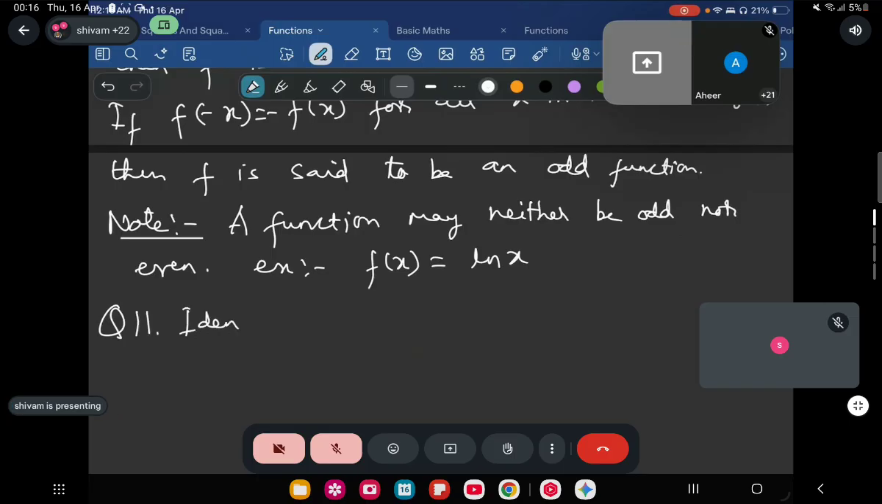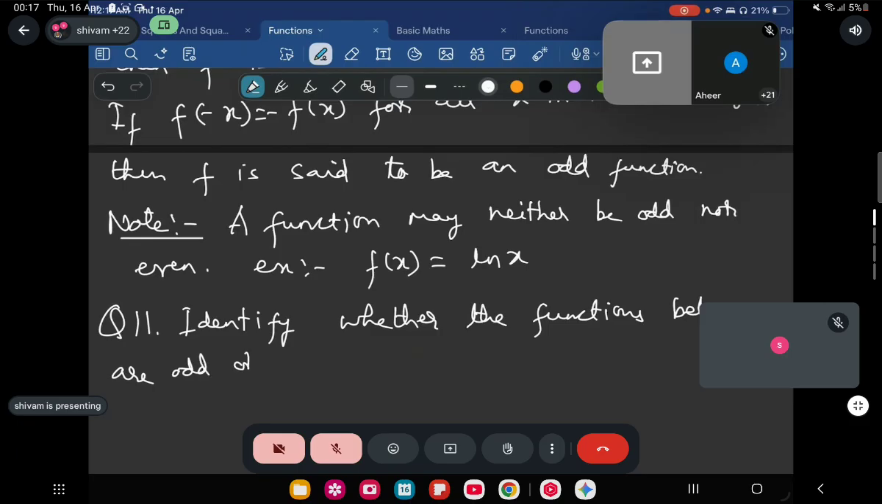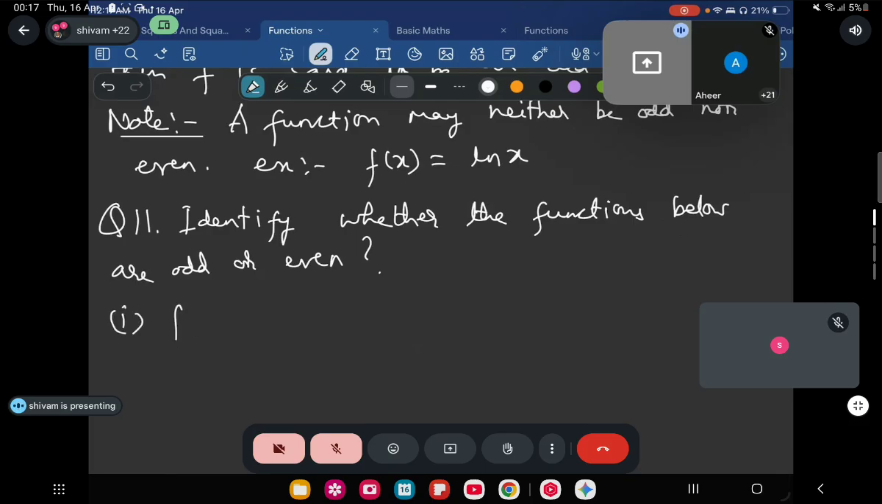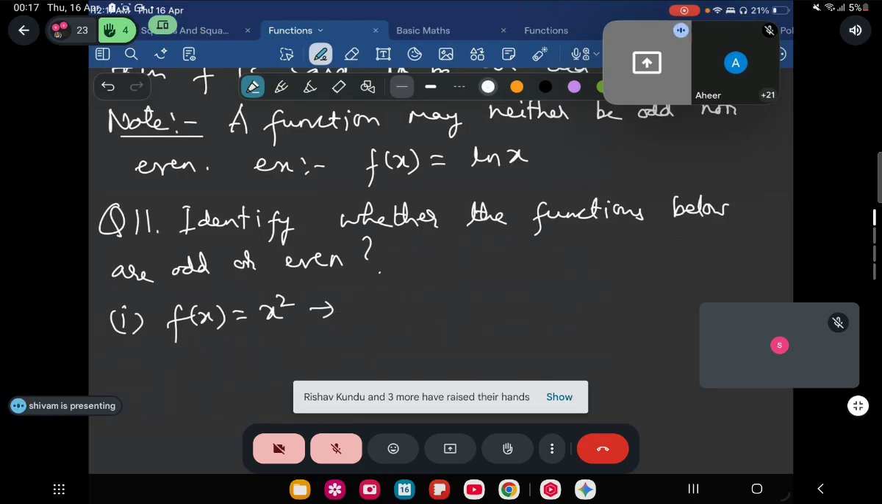Question number 11. Identify whether the functions below are odd or even. You people have to raise your hand. Question number 1, part 1. f of x equal to x square, odd or even? Raise your hand. Yes, Rishabh, go on. So even. Even.